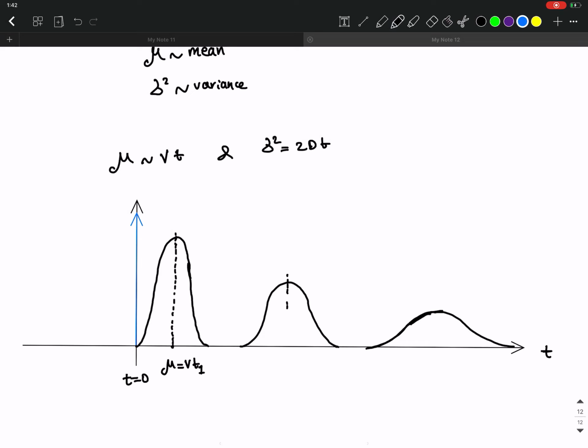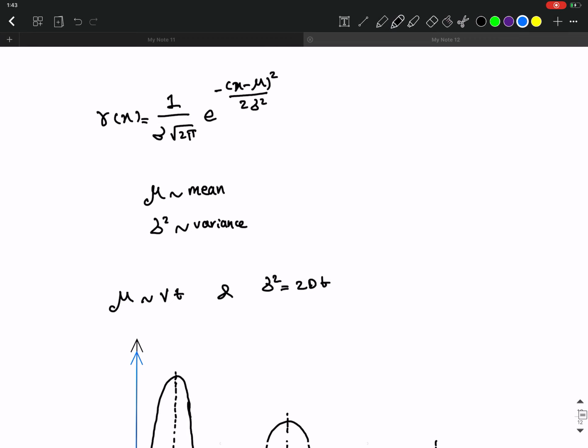So both the variance and the mean are gonna increase. Here, for example, is mu at VT2, and here is mu at VT3. So both the variance and the mean are gonna increase in time. So this is how the diffusion and advection works, right? As you see, the diffusion increases the variance.